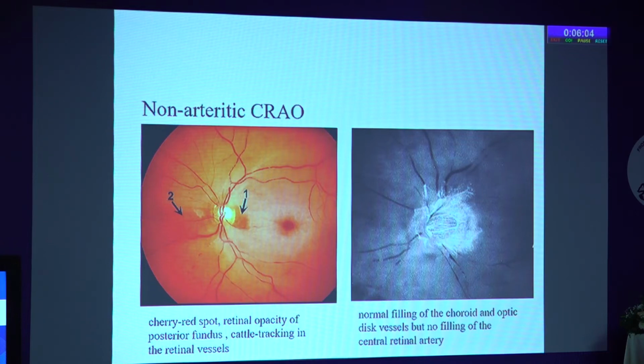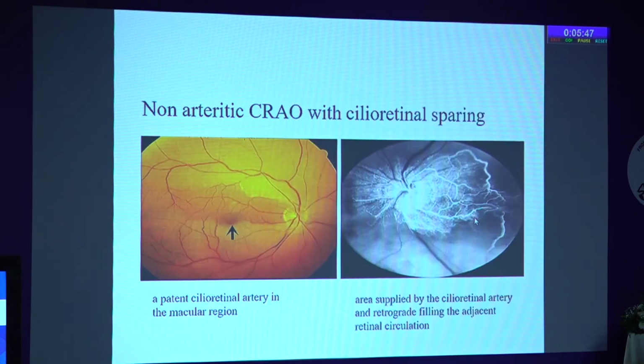So far as non-arteritic CRAO is concerned, you can see here the fundus picture. The cherry-red spot is the hallmark of this disease, with a pale retina. If you go for the angio, you can see normal perfusion of the optic nerve head. As I already told, a cilioretinal artery may be present, so it may be spared, and we can have a pale retina all over with a strip of viable retina. The patient can be very happy, seeing better despite the arterial occlusion.